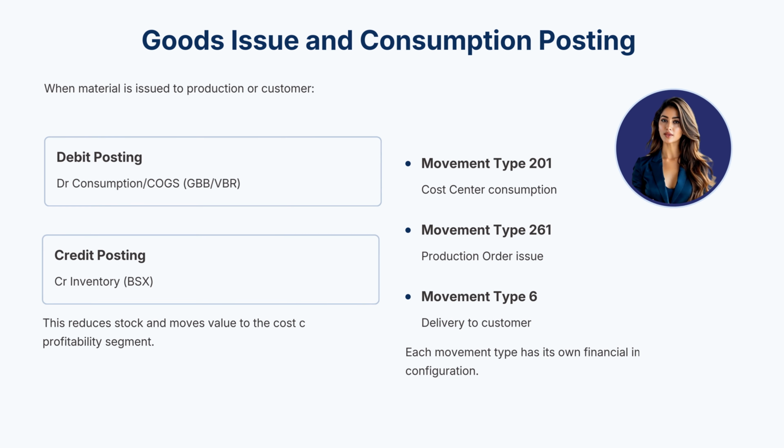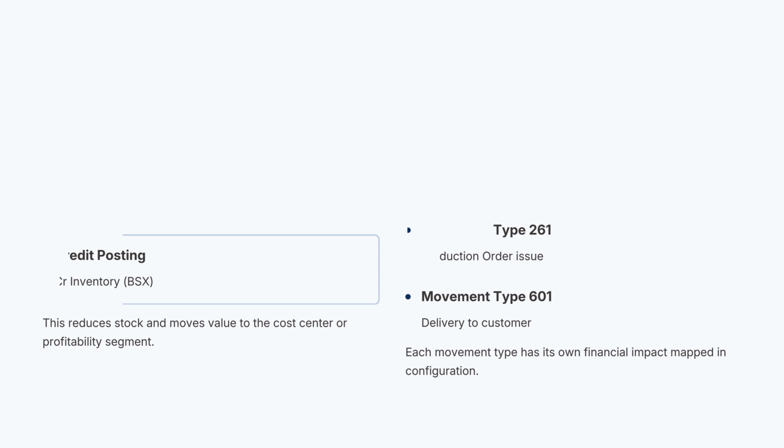Goods issue and consumption posting. When materials are issued to production or delivered to customers, the system reverses the flow. Inventory, BSX, is credited, while consumption or COGS, GBB, is debited. Different movement types, such as 201, 261, or 601, define whether the issue goes to a cost center, an order, or a sales delivery, each with its own financial impact.